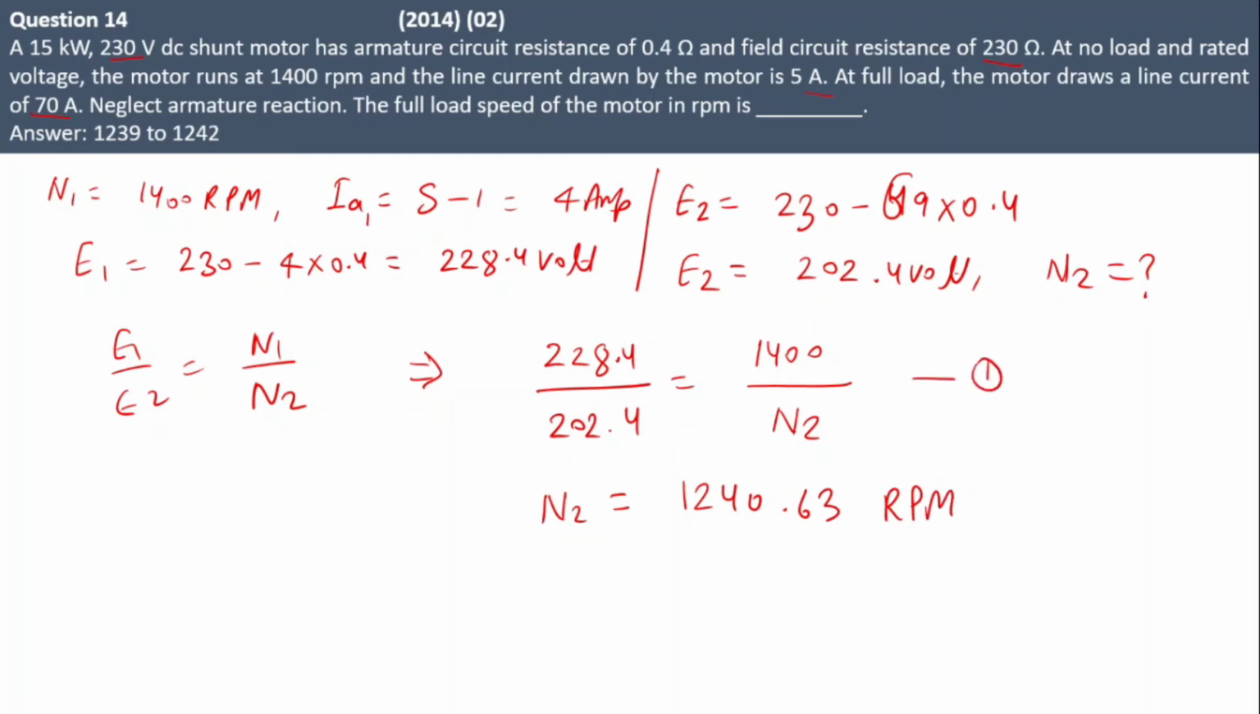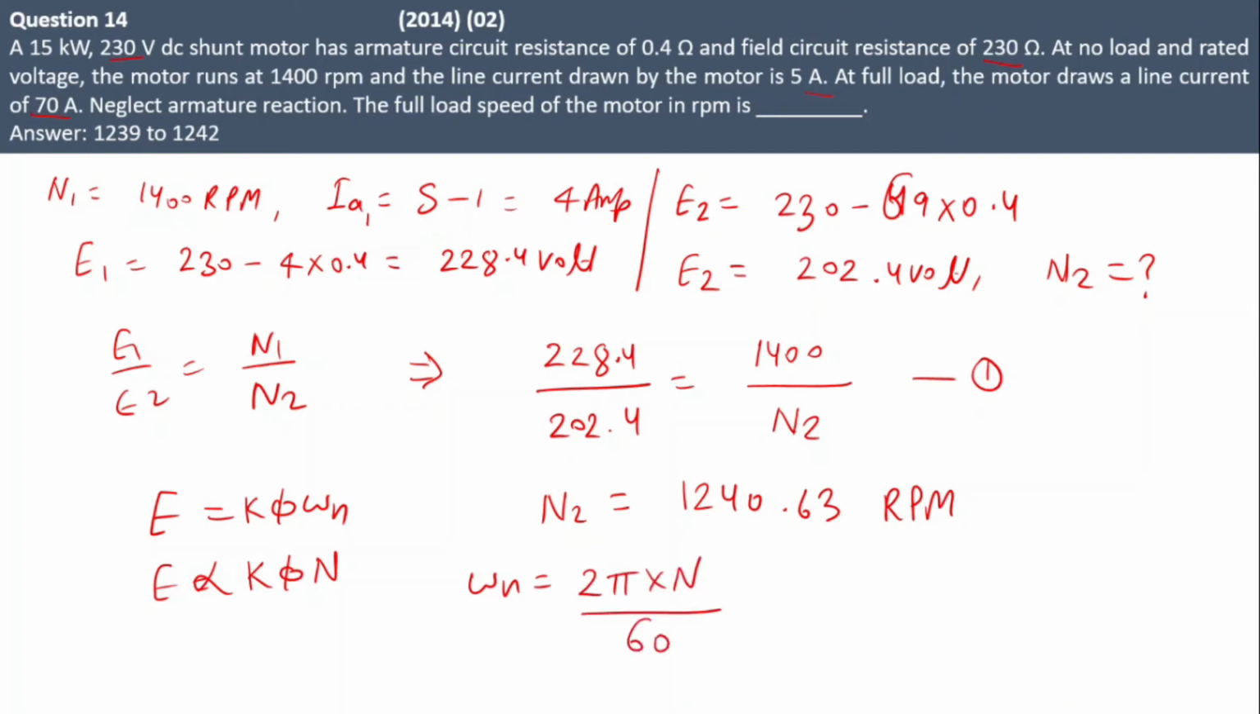From where did I write this? From the back EMF equation, E equal to K phi omega n, or you can write E directly proportional to K phi n. Other things are constant. Omega n is in radian per second, this is 2 pi n by 60. Here this n is speed in RPM.